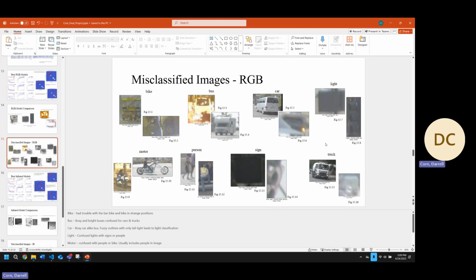For lights, I mentioned earlier that it thought these dark boxy ones were signs and these tall ones were people sometimes. As for motorcycles, it kind of confused them with people or bikes, which I get, because they do look similar. And I suppose there are always just people in these images, so that may be why it got that wrong.